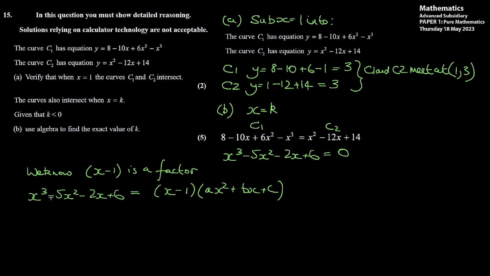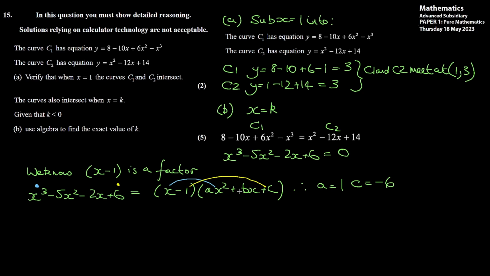This is what I mean. Here's our cubic. x minus 1 must be a factor, and what remains must be a quadratic. And here's the general form of a quadratic. The values of a and c will pop out straight away because the multiplication of those two terms will generate the x cubed term, and the multiplication of those two terms will generate the 6. So straight away I can say that a must equal 1 and c must equal negative 6.